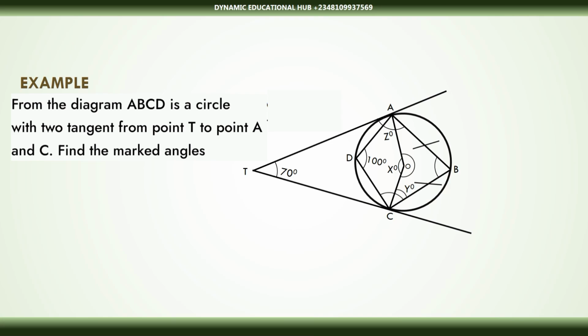From the diagram, ABCD is a circle with two tangents from T. PQ is a tangent to the circle at T. Find the marked angles. Again, from the diagram, ABC is a circle with two tangents from T. PQ is a tangent to the circle at T. Find the marked angles. Let's see how to solve this.